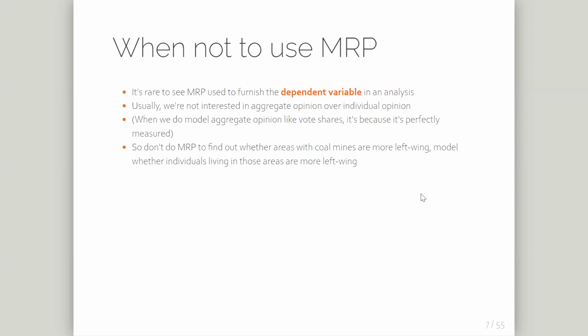So for example, you could use MRP to estimate, let's say, how supportive of same-sex marriage are areas where there's been a gay pride parade recently. Or you could use MRP to estimate how pro-redistribution areas are which used to have a coal mine. Those are interesting questions. Do particular types of places, particular types of local histories cause people's opinions to be different? But in that case, you probably just go straight to the individual level of analysis and model the opinions of people living in those types of areas.